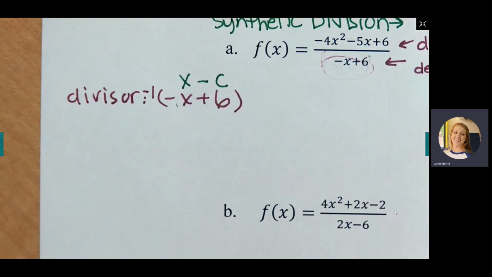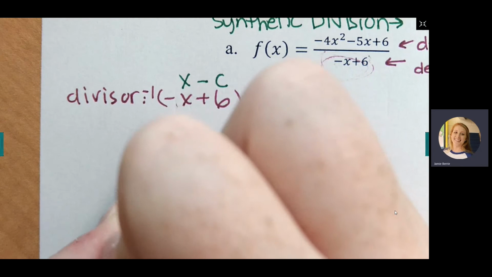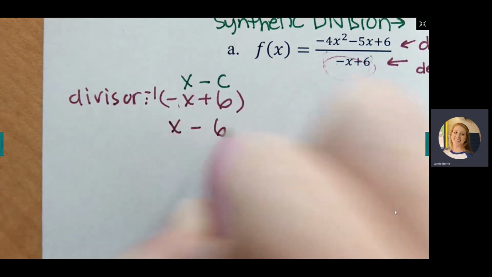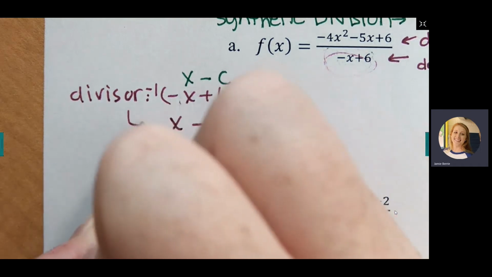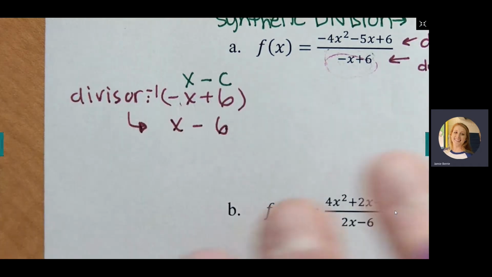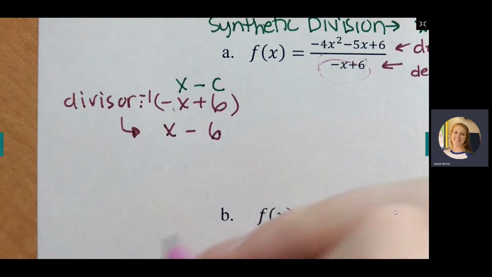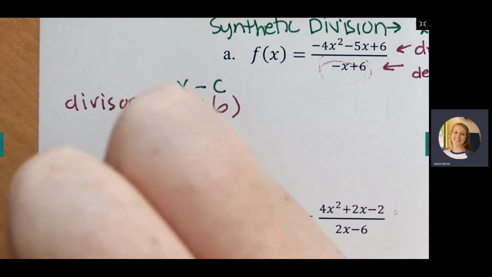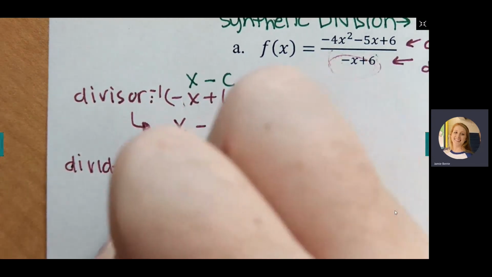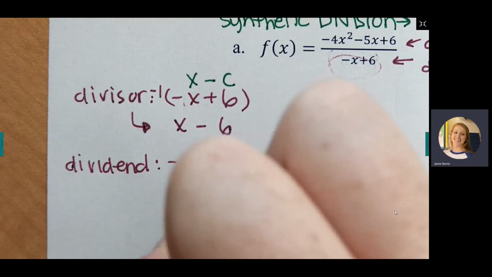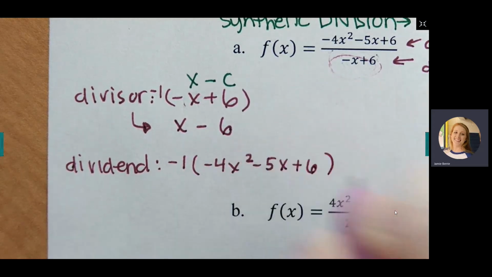So multiply everything by negative 1. That flips the signs of everything, so that's going to be a positive x and a minus 6. That's perfect. The only thing we have to do now is whatever we do to the bottom, we got to do to the top. So we got to multiply the numerator by negative 1 as well. That's our dividend when we do synthetic division. Whatever you do to the bottom, you got to do to the top so you don't change the problem.